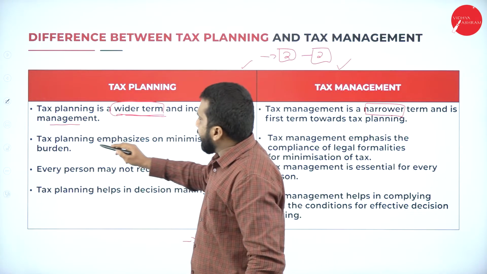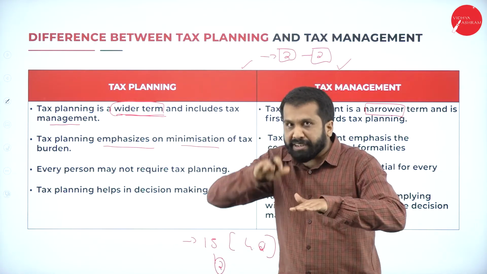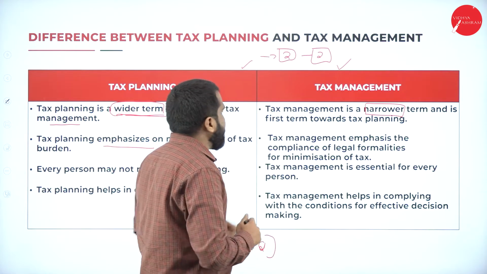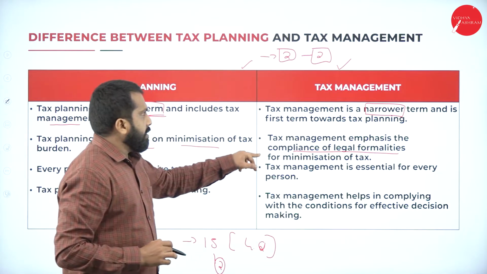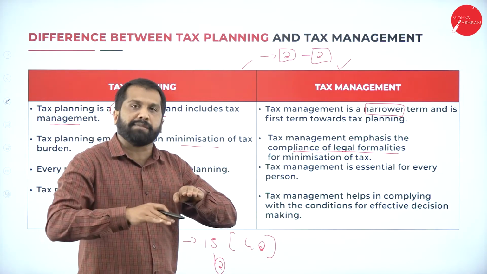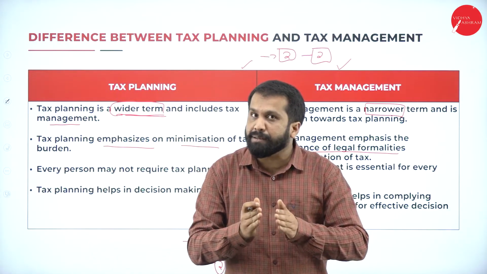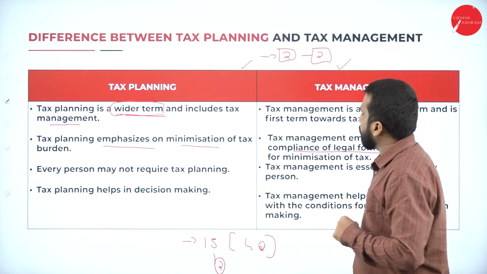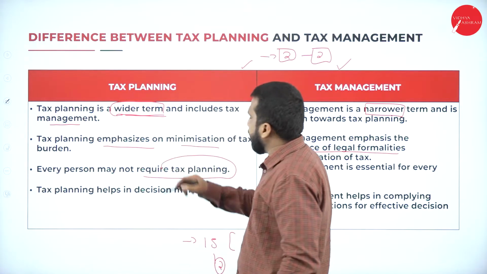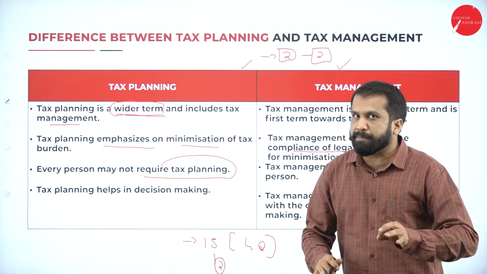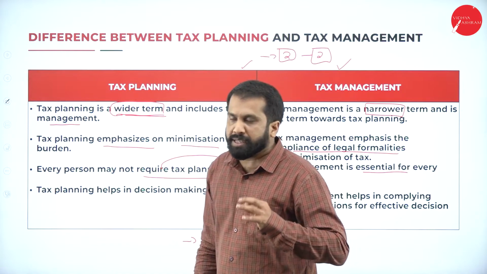Now, tax planning emphasizes minimization of tax. What is planning? It reduces tax. But management emphasizes the compliance of legal formalities. In tax management, it will not reduce or increase tax, but it follows the law. It follows the legal proceedings. Now, next one: every person may not require tax planning. Not every person requires tax planning, but tax management is essential for all. Hope you are clear.